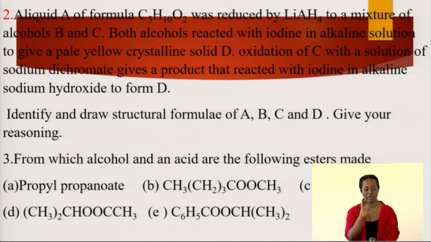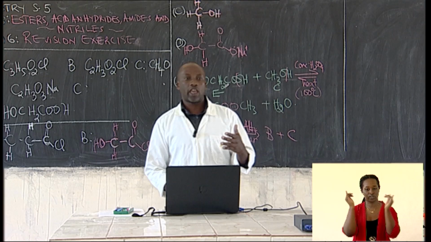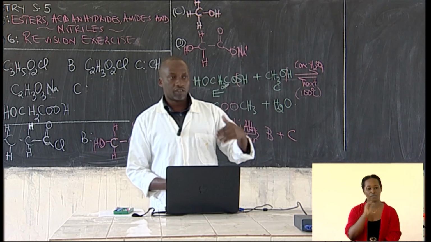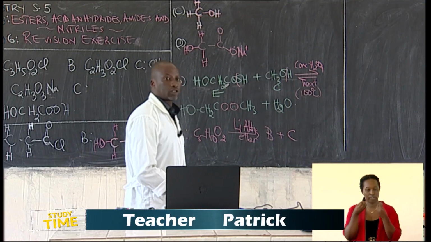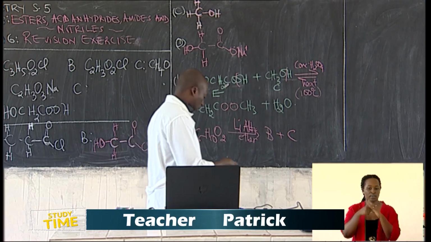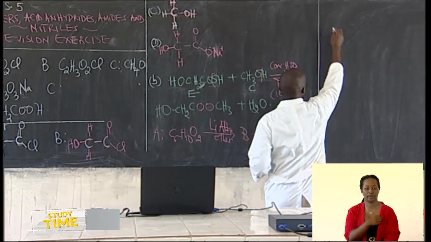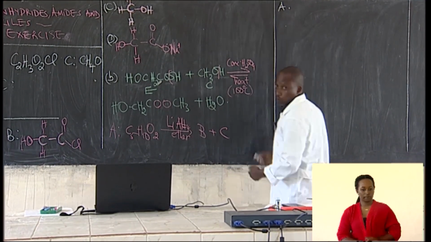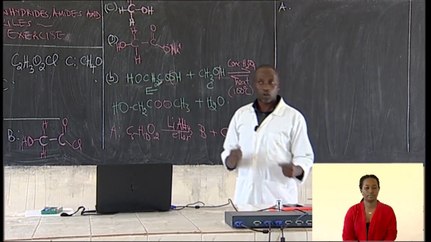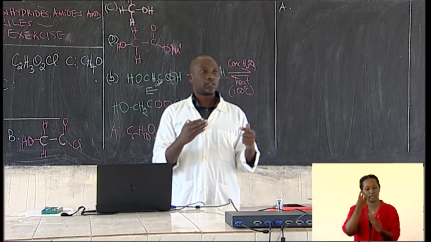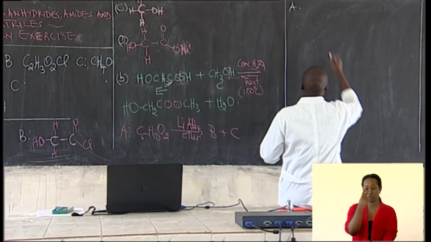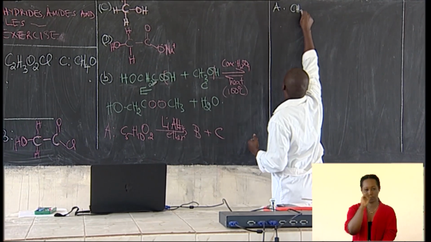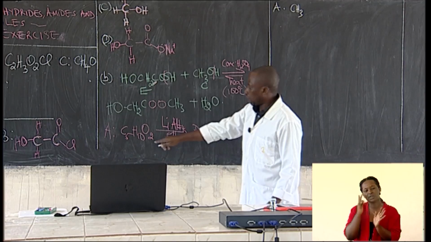So identify and draw the formulas of A, B, C, and D. Give your reasoning. We have been trying to give the reasoning. Let's start with compound A. This liquid compound gave two alcohols. So what is the structure of this compound? How many carbon atoms does it have?